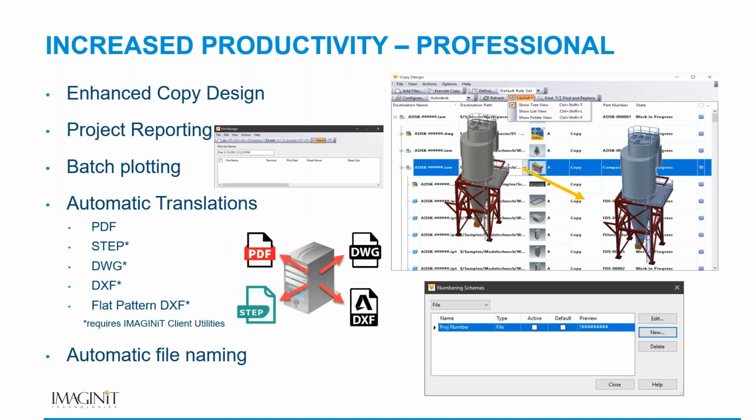There are also other tools available within Vault Pro: automatic translations, automatic file naming, batch plotting, project reporting. To me, these are extras. These are beneficial, absolutely. But the core is the life cycle states, the revision control, and the engineering change orders that are part of that.